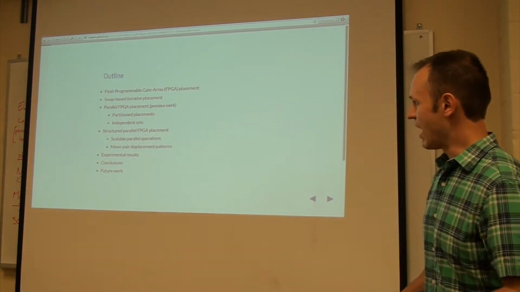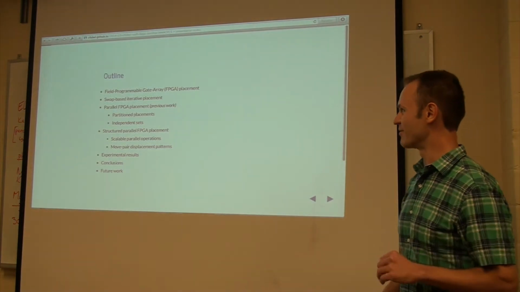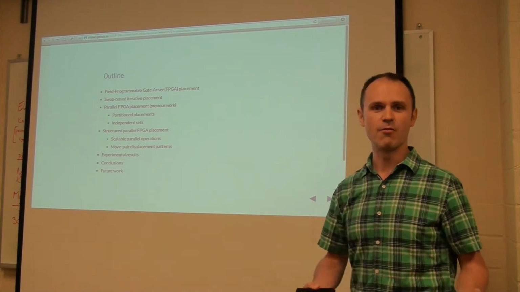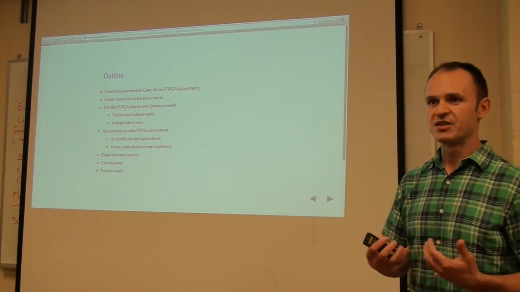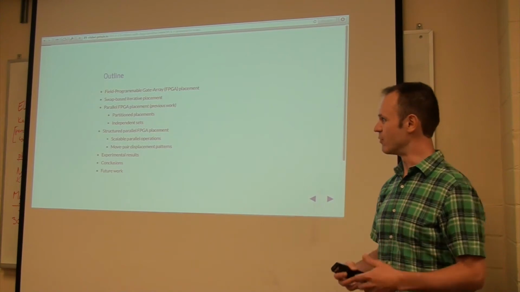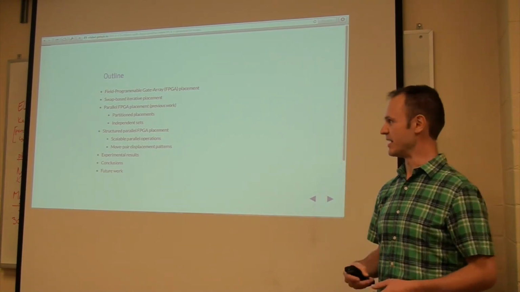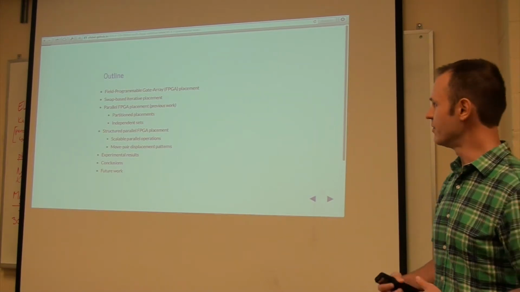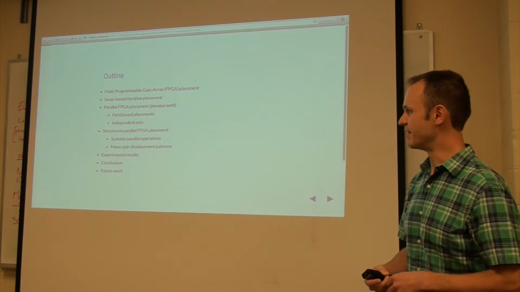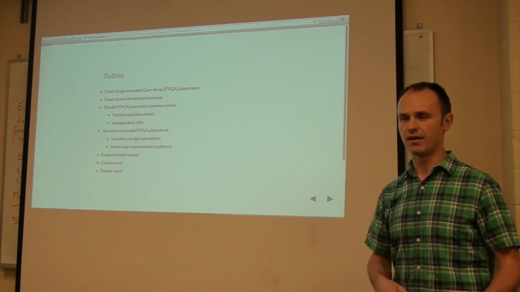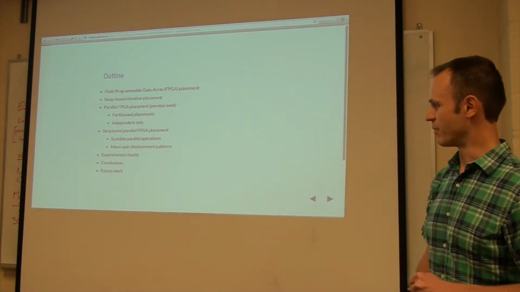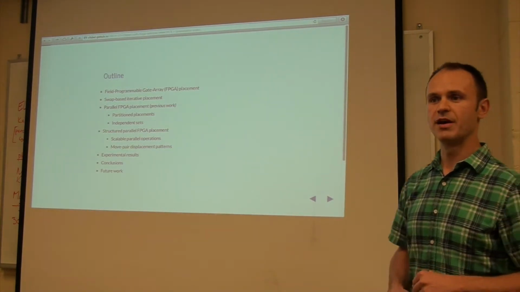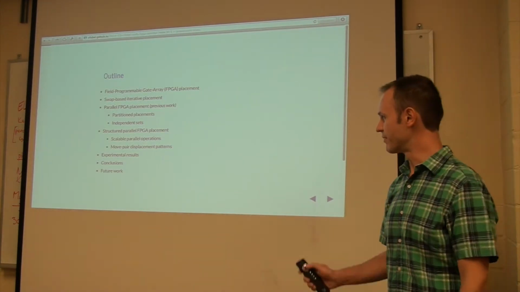So I'll start off just by briefly touching on the placement problem. Then we'll look at traditional swap-based approaches and how they work. Then we'll look at some of the challenges that are encountered when we try to parallelize those techniques. Then we'll look at some of the issues that we run into when we deal with those parallel methods and how we propose to address those with our implementation. Then we'll validate our approach by looking at some of our experimental results, and I'll conclude with conclusions and future work.